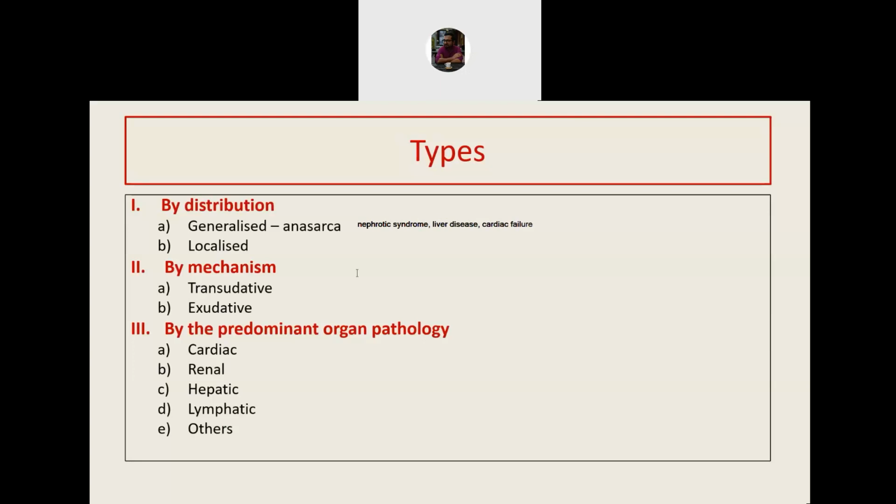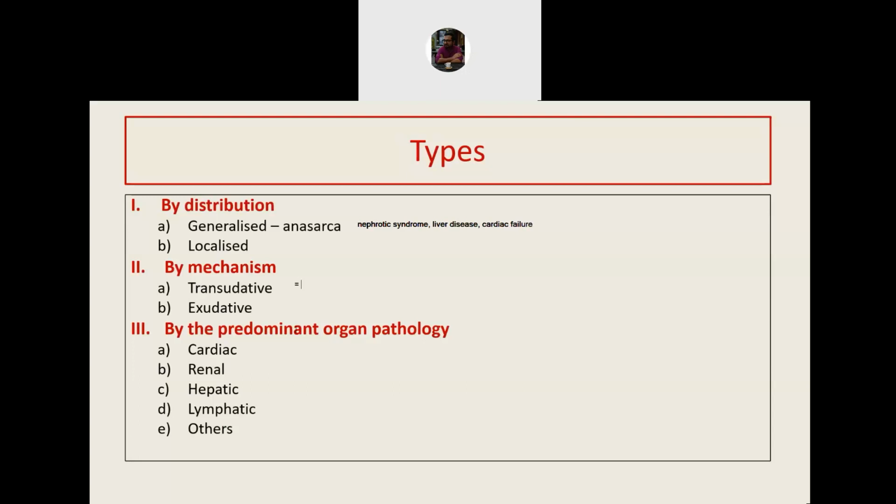We have seen in our episode on cardiac failure how cardiac failure causes edema. Edema can also be localized when it is present in only one part of the body. This can be due to lymphatic obstruction, venous obstruction, or inflammation. By the physical mechanism of how edema is caused, edema can be transudative and exudative.